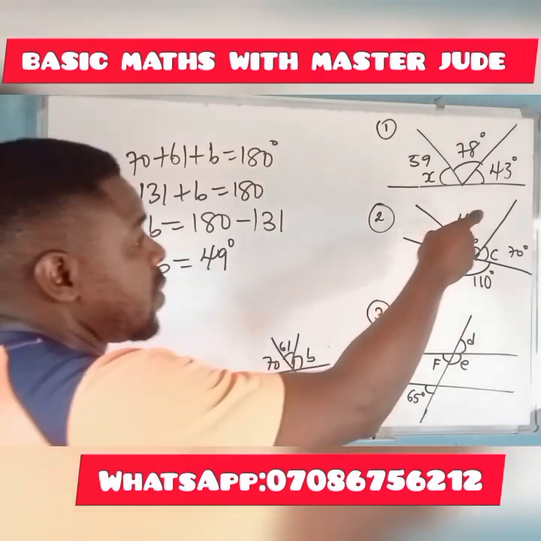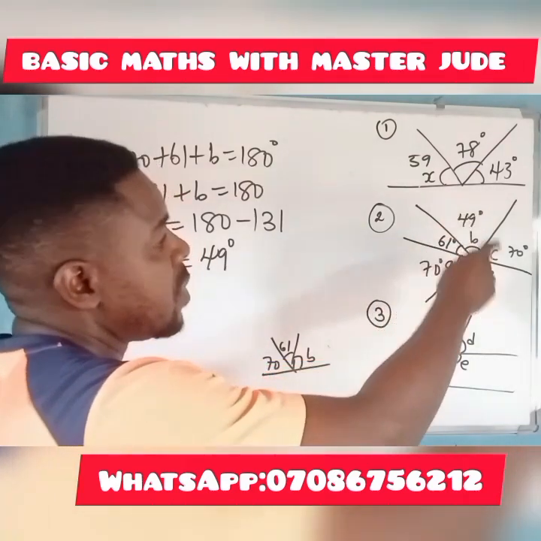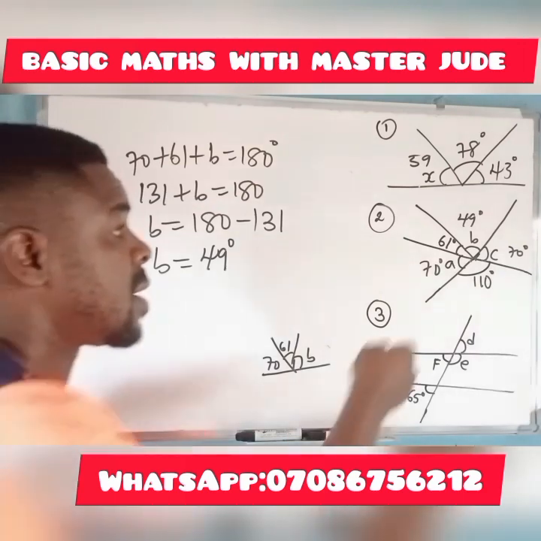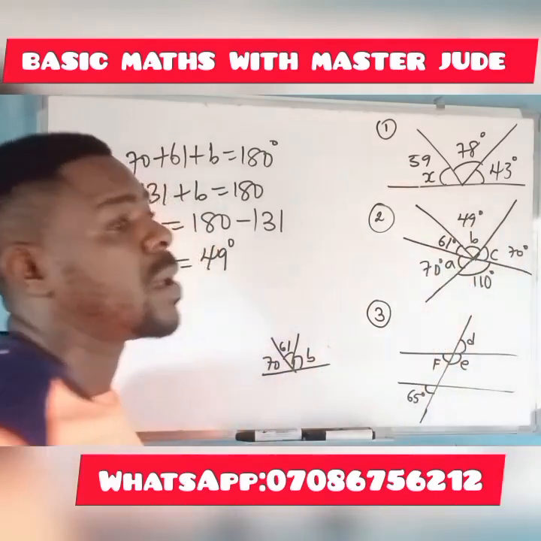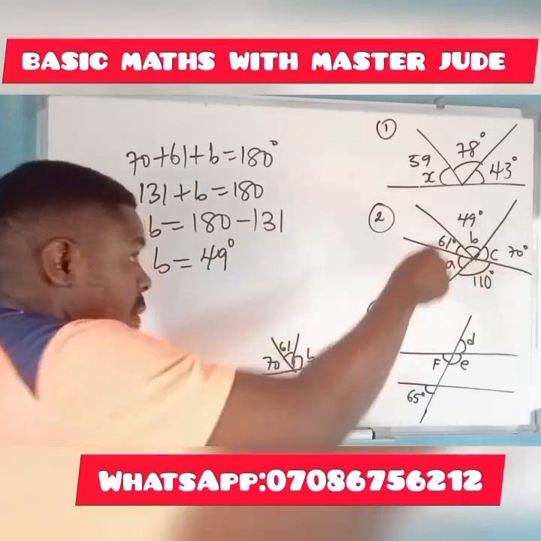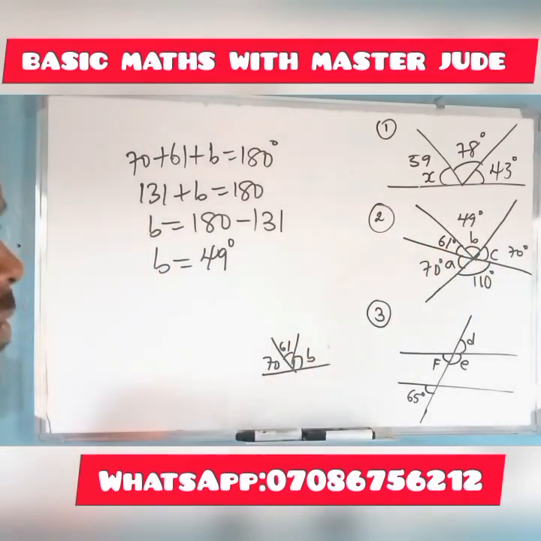Meaning that if we add up everything we have here, we are supposed to have, let's check, 49 plus 61 plus 70 plus another 70 plus 110 will give us 360. That is the sum total of angles at a point. The sum total of a circle will give us 360 degrees.